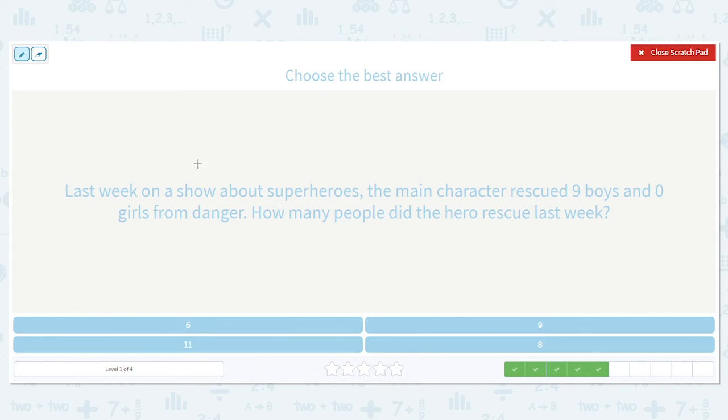Okay. Great. It's a story about superheroes. And the main character rescued how many boys? 9 boys. That's important. How many girls? 0 girls. Okay. What's our key phrase that tells us that we need to add? How many? What is our addition problem?